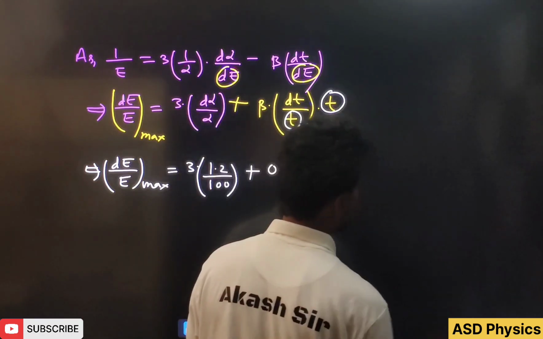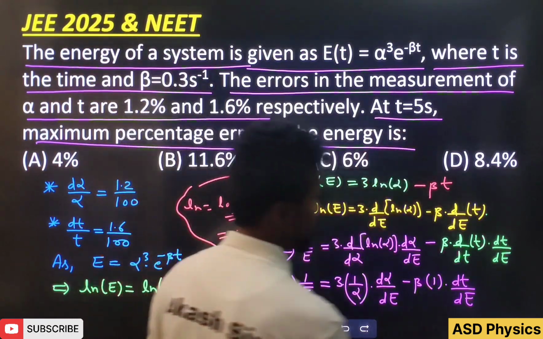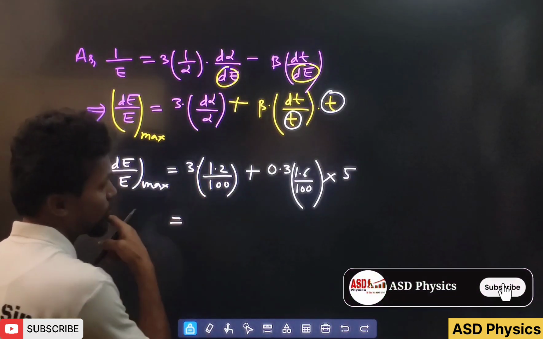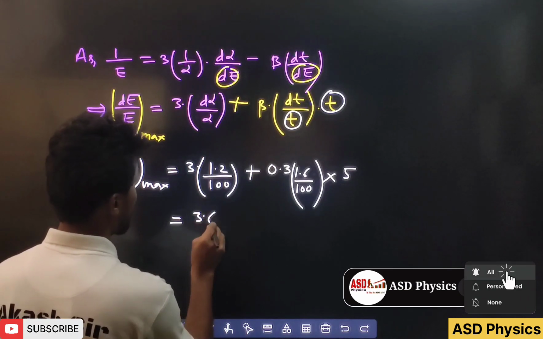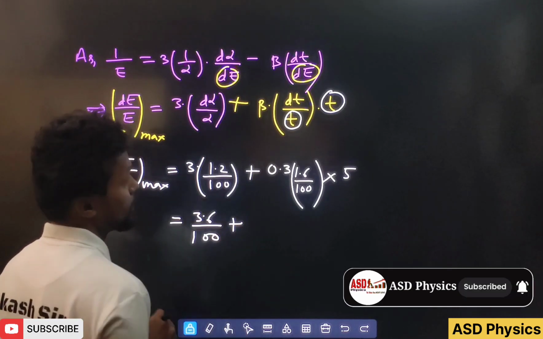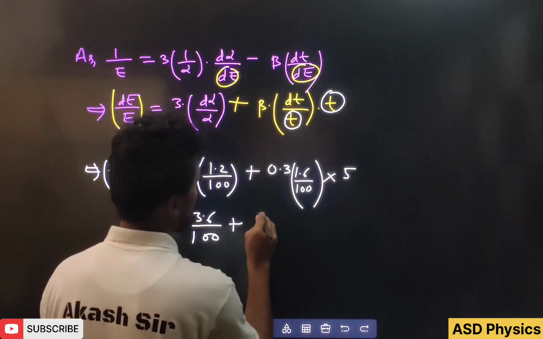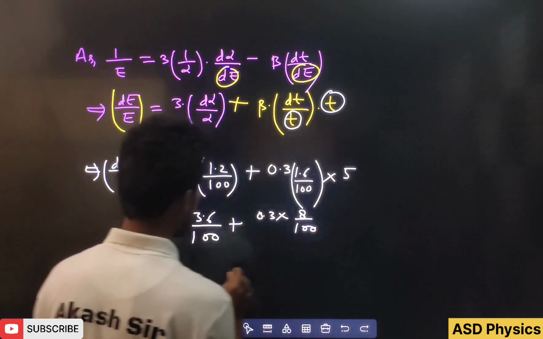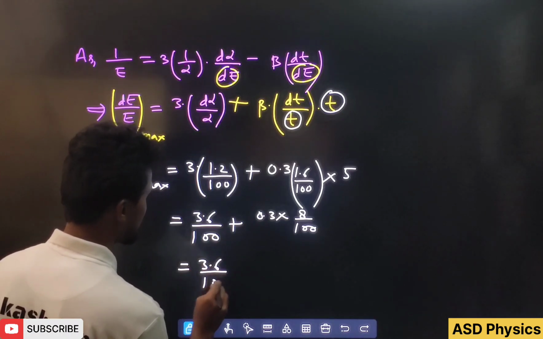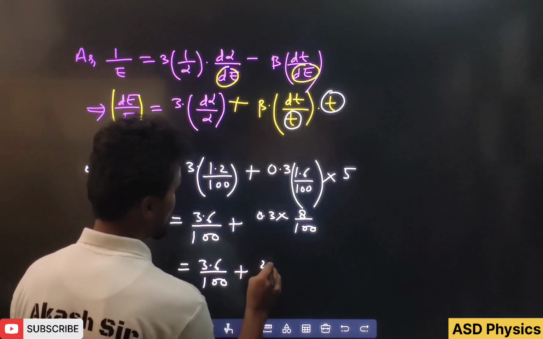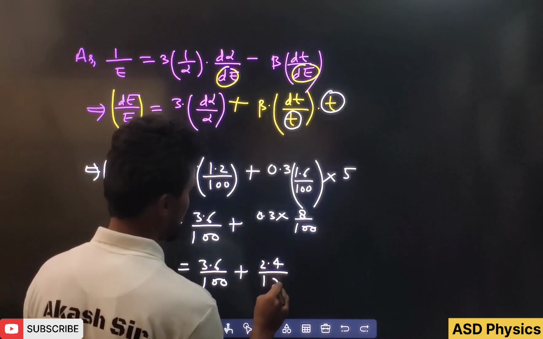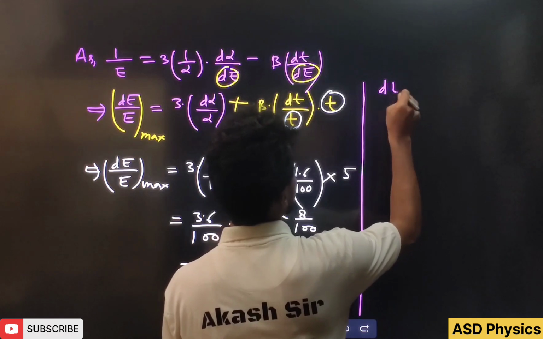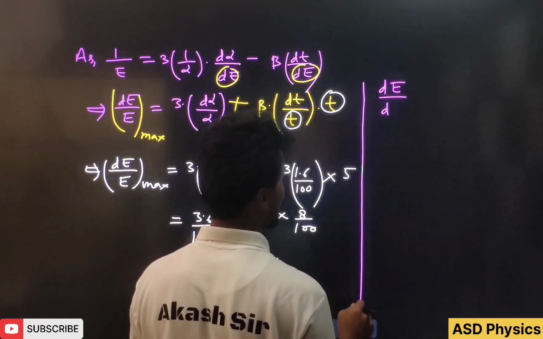And this time is there. At which time are they asking? t is given here, students, the 5 seconds. Okay, so here I will write 5. Okay, so what will this come to? 3 into 1.2 means 3.6. 3.6 divided by 100 plus here, can you see, 0.3 into 1.6 into 5 means 2.4 by 100, correct? That means we can write here 3.6 divided by 100 plus 2.4 divided by 100.